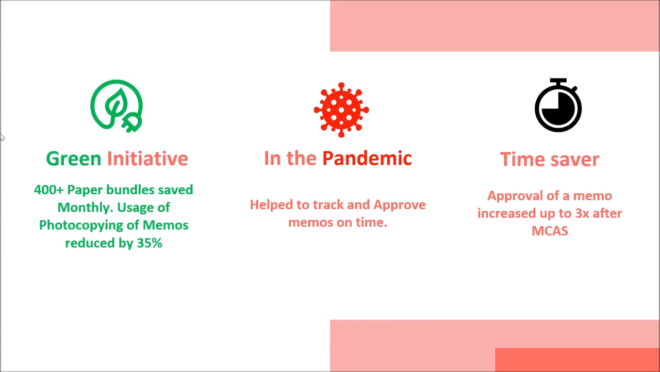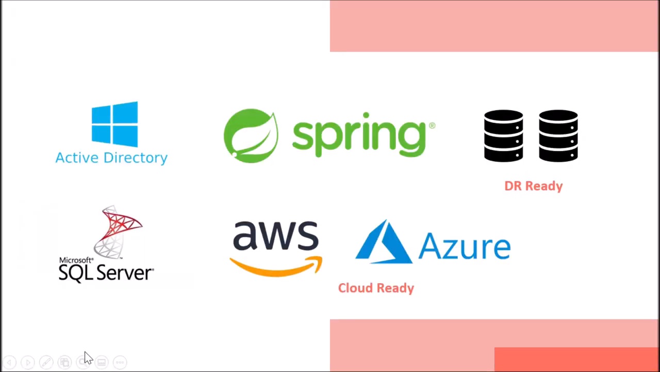There were countless benefits given by this in-house product. As a summary, MCAS guided the organization to a green initiative approach, where the usage of paper is reduced drastically. Also, during the lockdown period, MCAS helped get approval for memos on time with the help of its inbuilt features. The main key benefit of this product was the efficiency and boost given when it comes to the time period of approving a memo. Time taken to approve a memo was reduced by 3 times the original after implementation of MCAS. The solution was developed under the pillars of latest technology and standards.